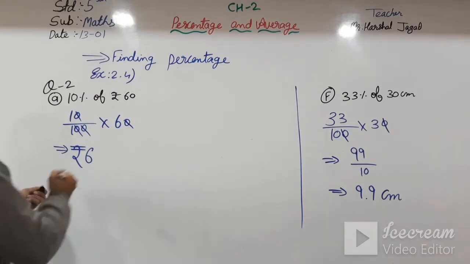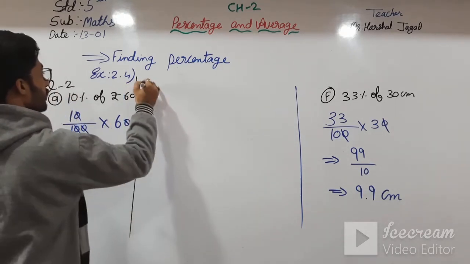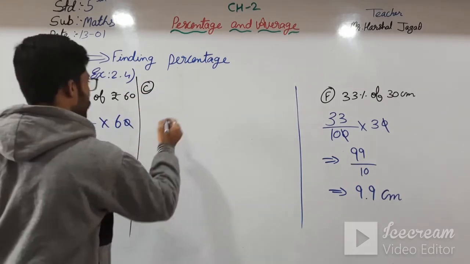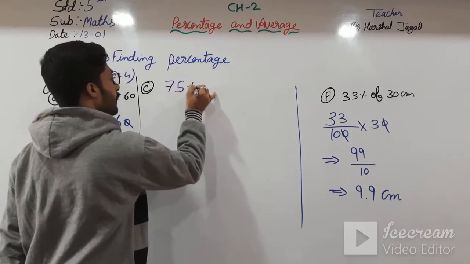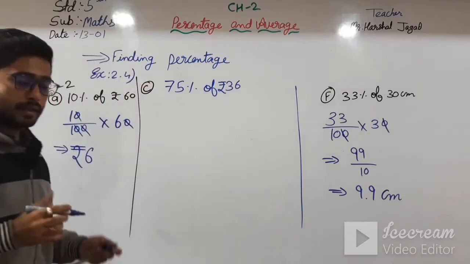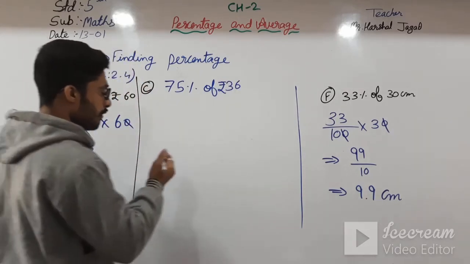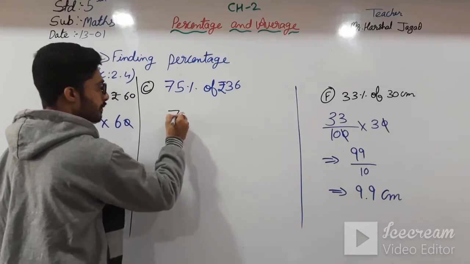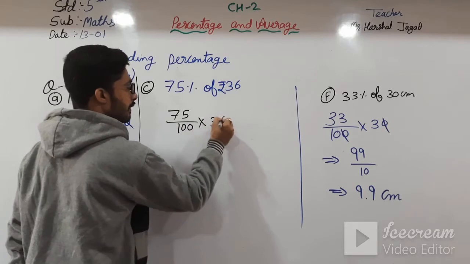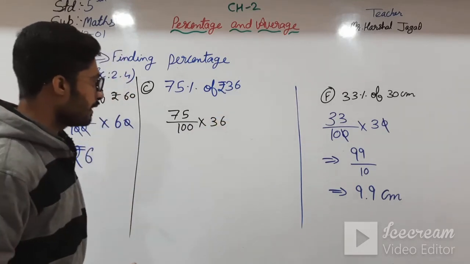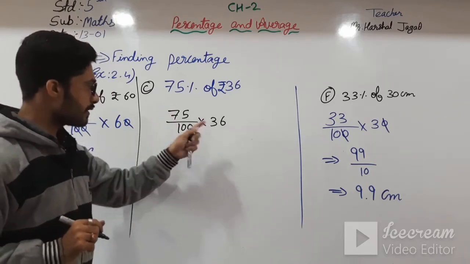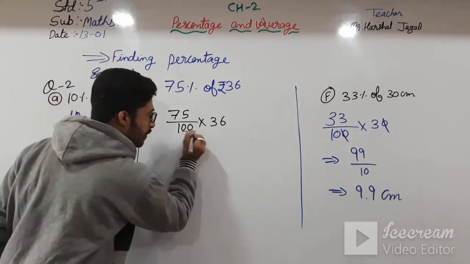Question 2C, that is 75% of 36 rupees. Okay. Then first of all we have to convert this, means 75 upon 100 into 36. Now we can cut this both by the 2, but what we will do, we will just multiply this both and put a decimal point.